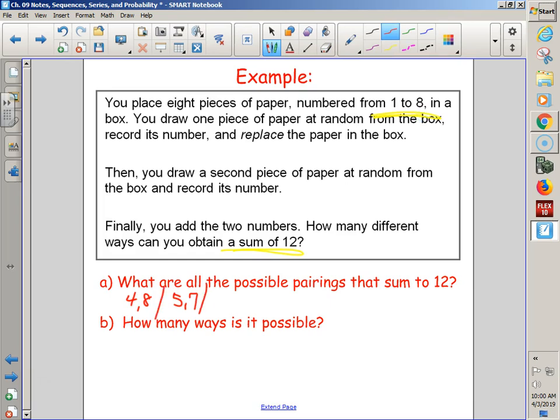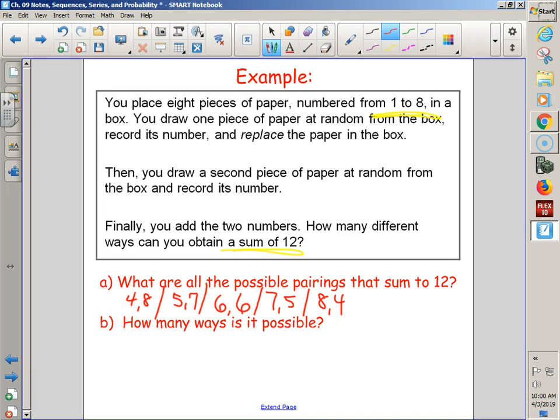6 and 6, except there's only one 6. No, except you can replace. But you can, good. There's only one 6, but you put it back, so maybe you get it again. Ten's too big, bud. Just 1 through 8.